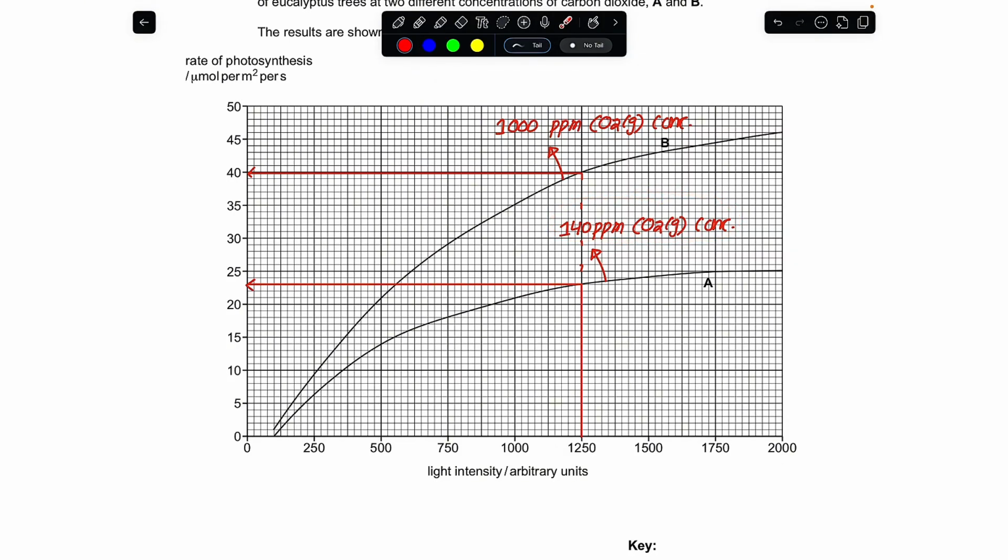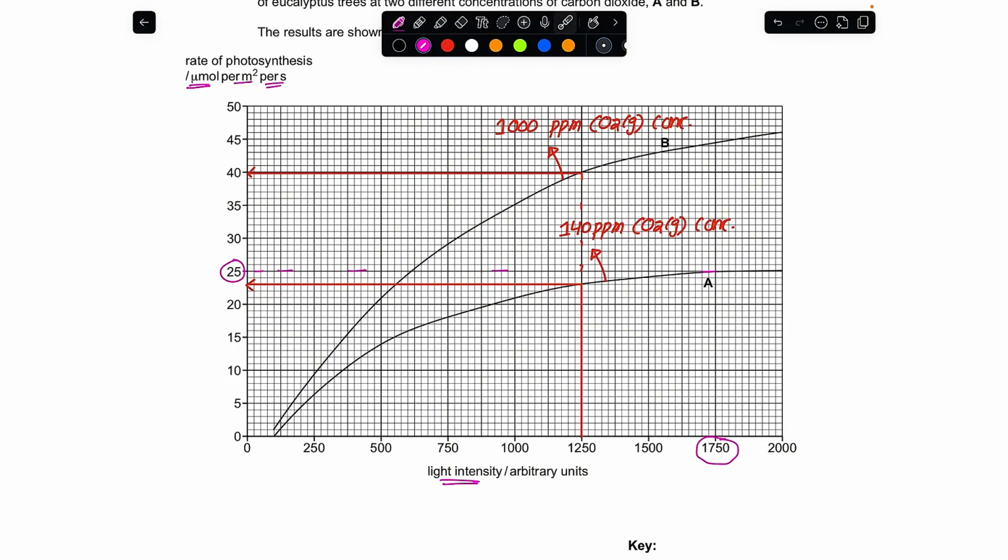What I see is that as the light intensity increases, the rate of photosynthesis that I see on the y-axis also increases and then it levels off. Now, this is the first description point. For the second description point, try to find the point where you see the maximum photosynthetic rate. I see it on the x-axis at 1750 arbitrary units of light intensity, and the maximum rate of photosynthesis here is 25, and we are required to write the unit, so this is 25 micromole per meter square per second.